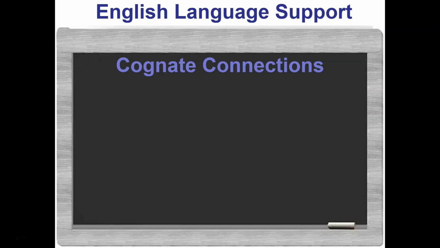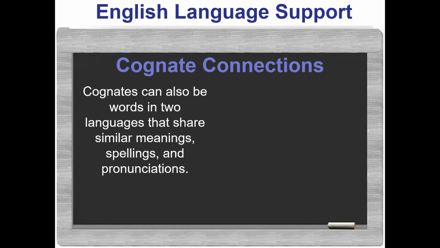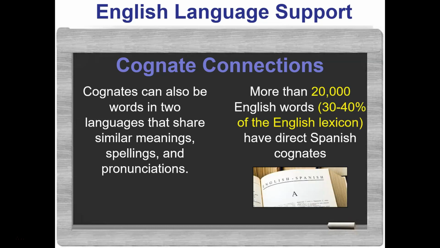And so another strategy that I'm going to show you today deals with cognate connections. When we make cognate connections with our students, we have to understand that cognates can also be words in two languages that share similar meanings, spellings, and pronunciations. And another piece of evidence that is pretty outstanding is that more than 20,000 of our English words have direct Spanish cognates. You'll also see that these English words make up 30 to 40% of the average English lexicon. Just looking at that number is pretty outstanding in understanding the research and the impact that cognate connections have.